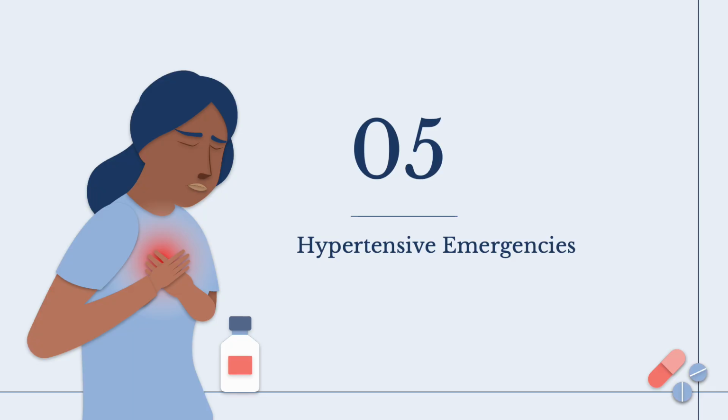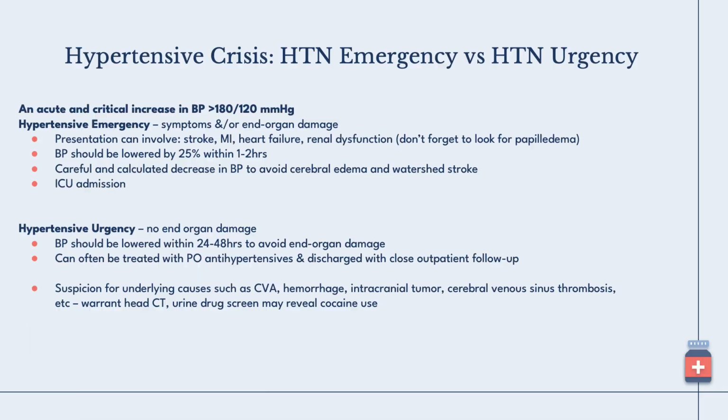Okay, now moving on to hypertensive emergencies and urgencies. So kind of definition, so hypertensive emergencies versus hypertensive urgency. So an acute and critical increase in blood pressure of greater than 180 over 120. So hypertensive emergencies, it's symptoms and/or end organ damage with that kind of blood pressure. Presentation can involve stroke, MI, heart failure, renal dysfunction. Really important to not forget to look in the eyes for papilledema.